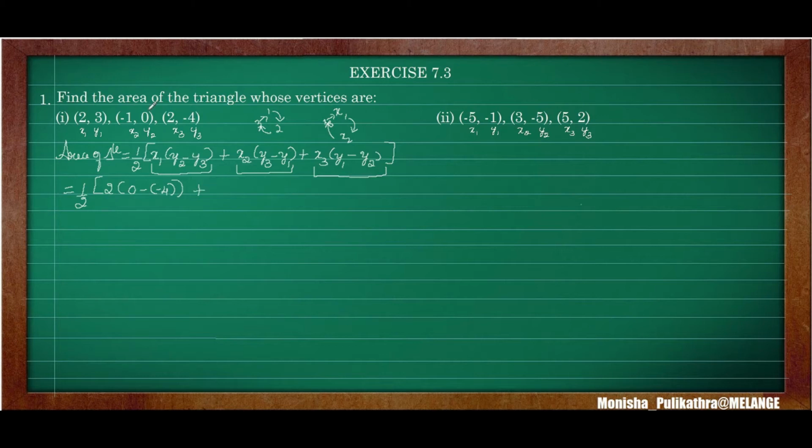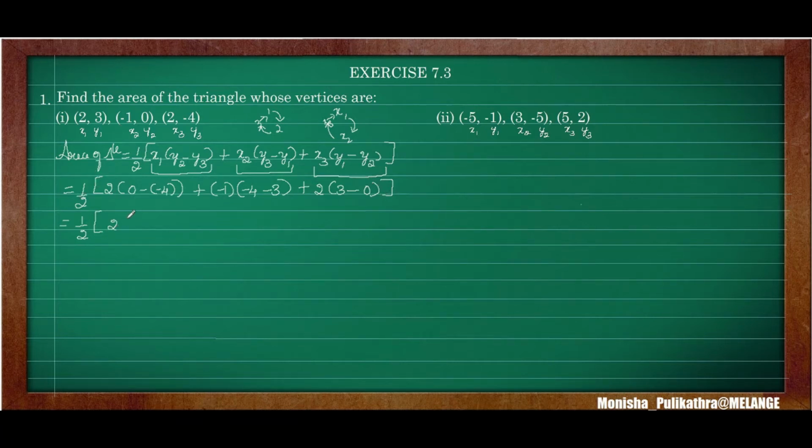Next plus x2 is minus 1 into y3 is minus 4 minus y1 is 3, plus x3 is 2 here, y1 is 3 minus y2 is 0. So this is the way of substituting each and every number for x1, x2, x3, y1, y2, y3. Next we need to calculate whatever is there inside the bracket. After that we need to multiply it with the half.